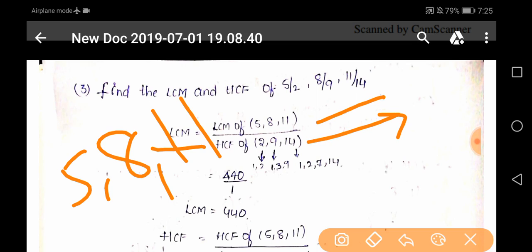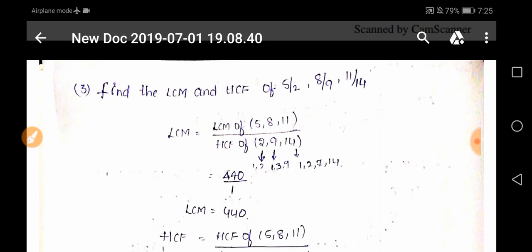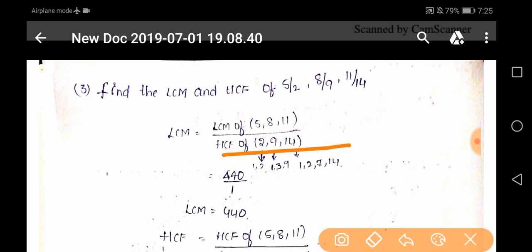5 8s are 40, 40 into 11 equal to 440. So here 2, 9, 14. See, if you take here also, you'll not get any table repeated. See, the factors of 2 are 1, 2, and of 9 are 1, 3, 9, and of 14 are 1, 2, 7, 14. So the highest common factor is 1. So the LCM is 440 by 1, which is nothing but 440.